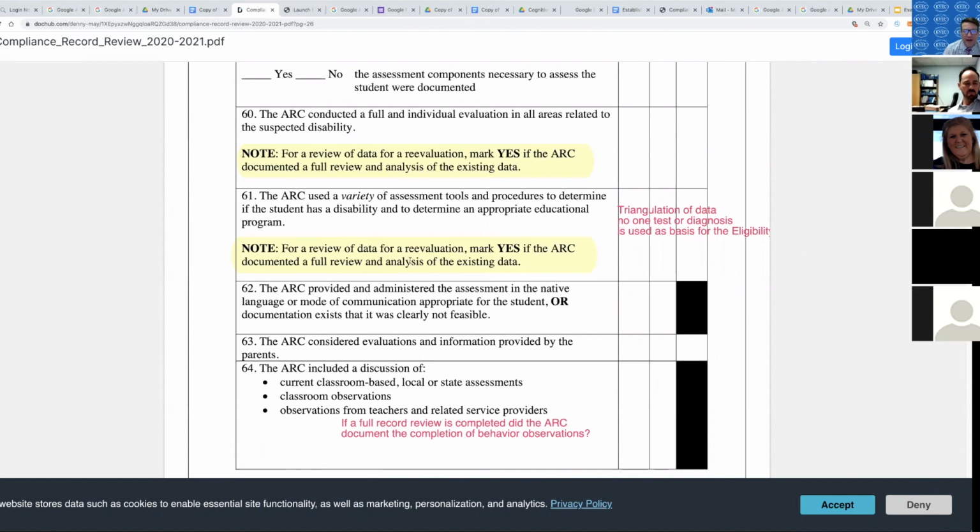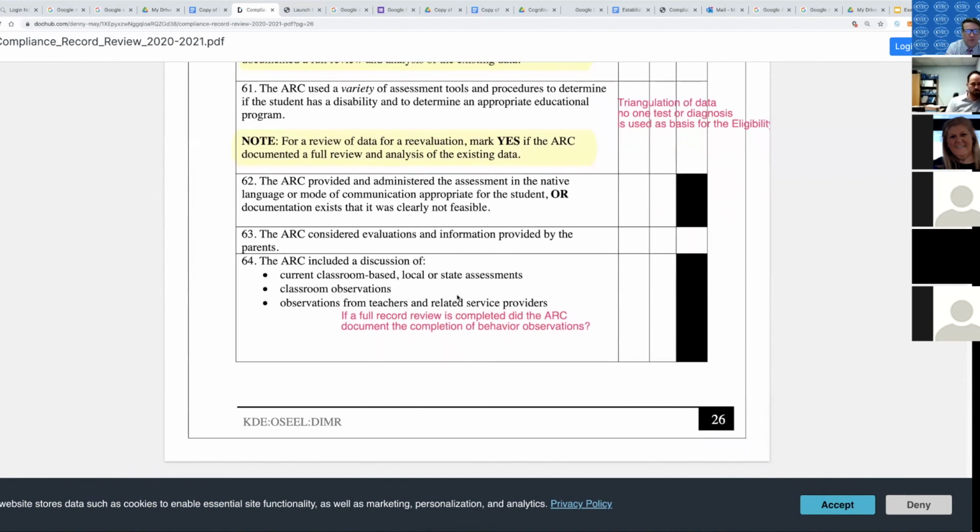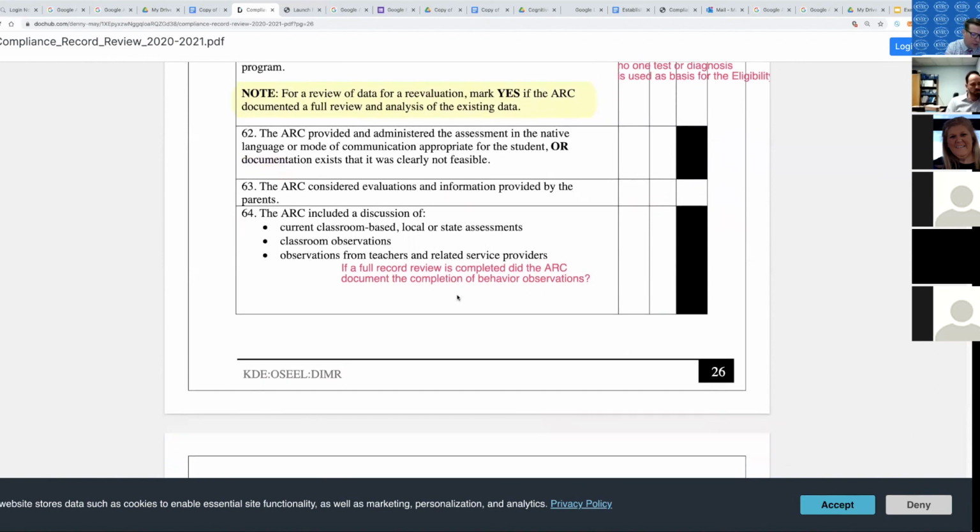And then for a full review of data, mark yes if the ARC documented a full review. I think I already said that. The ARC provided and administered the assessment in the native language and mode of communication appropriate for the student, or documentation exists that it was clearly not feasible. So you have to document that if you can't do it in their native language. That's why you couldn't do it. The ARC considered evaluation information provided by the parent. The ARC included a discussion of current classroom-based local or state assessments, classroom observations, and observations from teachers and related service providers. If a full record review is completed, did the ARC document the completion of behavior observations?